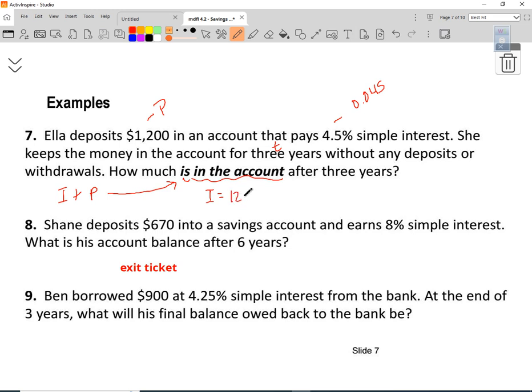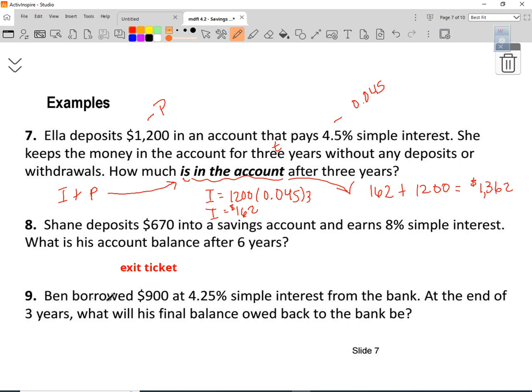The principal is $1,200 times our interest rate, 0.045, times our time of 3 years, and our interest is $162. But that's not what the question asked. It wants to know how much is in the account. So in the account is going to be the interest, 162, plus the principal, our beginning amount. And that would be, so now the new balance in that account without them doing anything is $1,362.